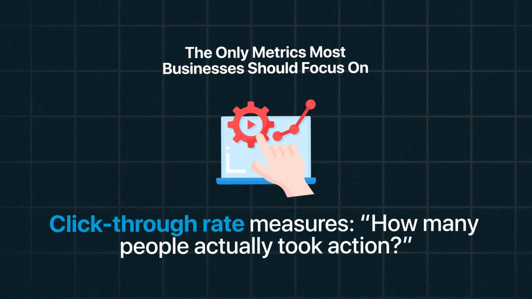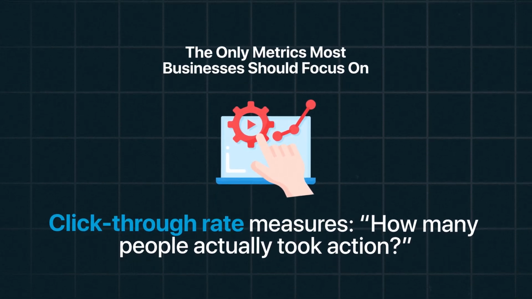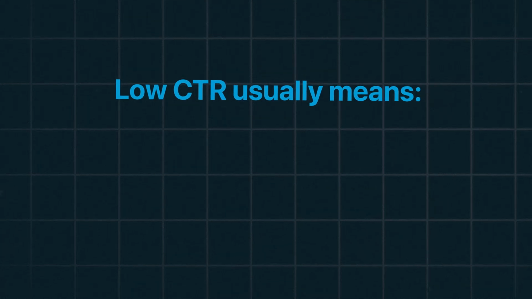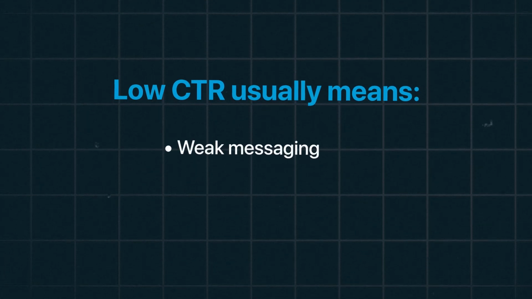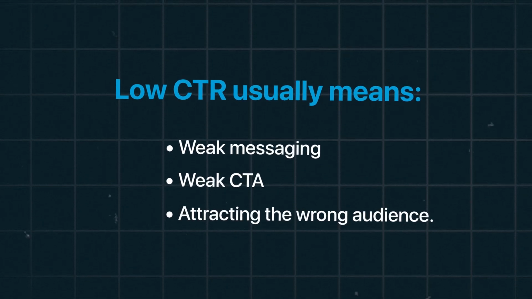Number 3, click-through rate or CTR. CTR measures how many people actually took action, because views mean nothing if nobody ever clicks. So a low CTR usually means weak messaging, a weak CTA or call to action, or attracting the wrong audience.